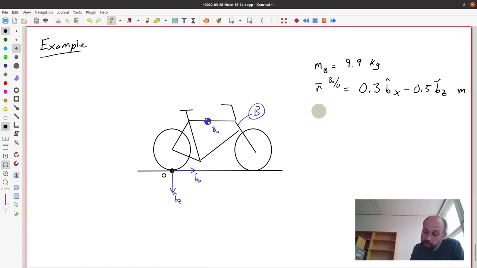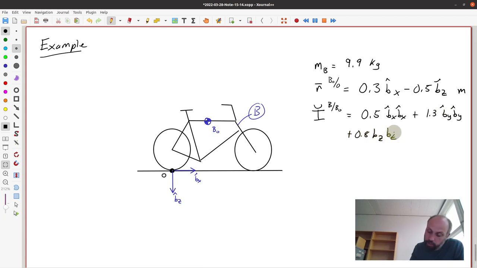And then we're also given its central inertia dyadic. So B with respect to BO, and it'll be expressed in the unit vectors of B. Right? So that's going to be 0.5. So there's a moment of inertia, 0.5 about the x, plus 1.3 about the y, plus 0.8 about the z. And then it has a couple of products of inertia terms too.